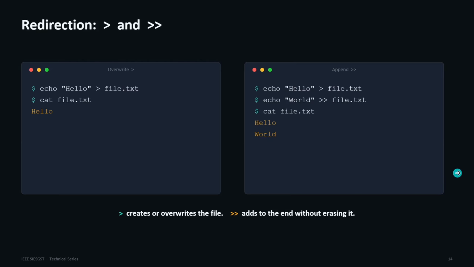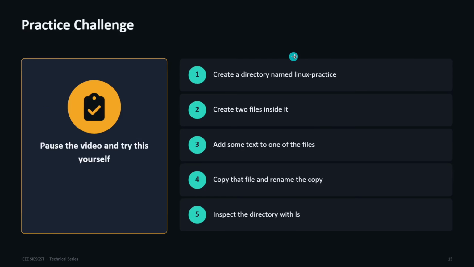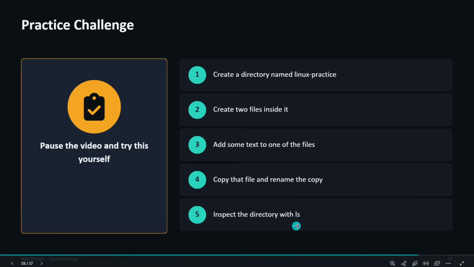Now let's go further. Now it's time for the practice challenge. Alright, we have now seen every command you need. Time to actually test yourself, because watching someone else type is very different from typing yourself. Here's a challenge in 5 stages. First, create a directory named Linux Practice. Second, create 2 files inside it. Third, add some text to one of these files. Fourth, copy that file and rename the copy. Fifth, inspect the directory with ls to confirm everything.